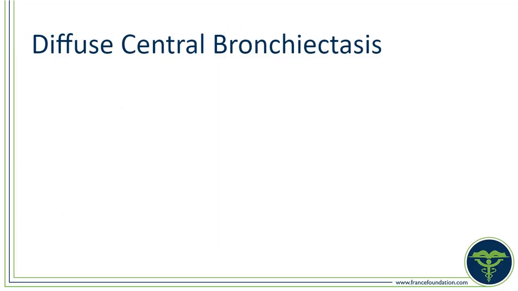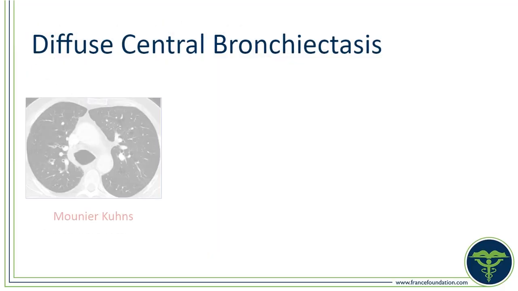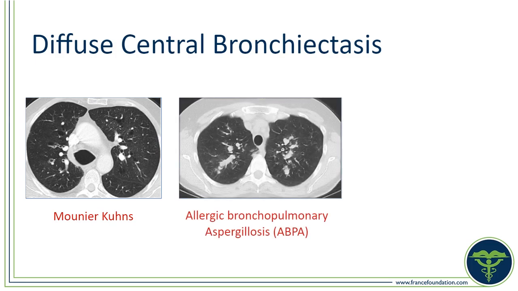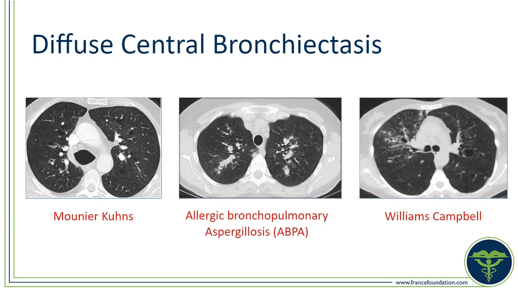Diffuse bronchiectasis is probably more common. When I think about diffuse bronchiectasis, I think about the bronchiectasis that affects the central airway. We said the airway branches 1 to 26 times by the time it gets to the periphery of the lung. So diffuse central bronchiectasis is going to be more in the first branches.